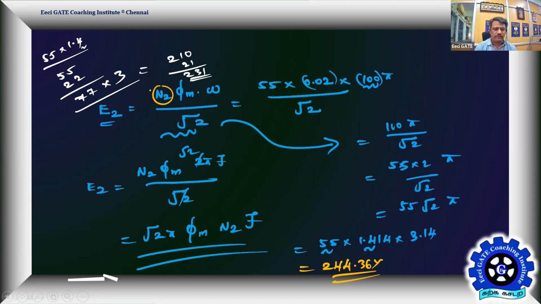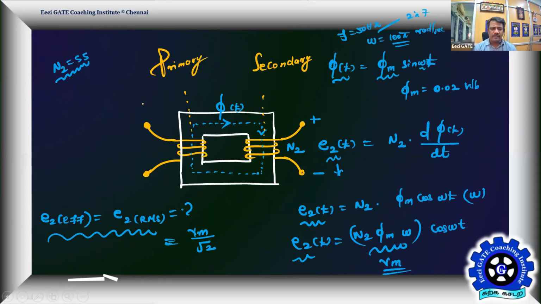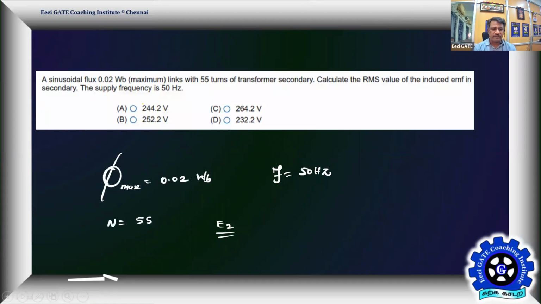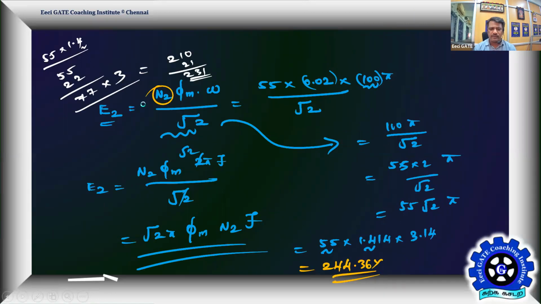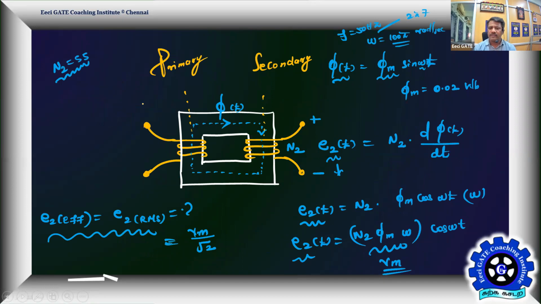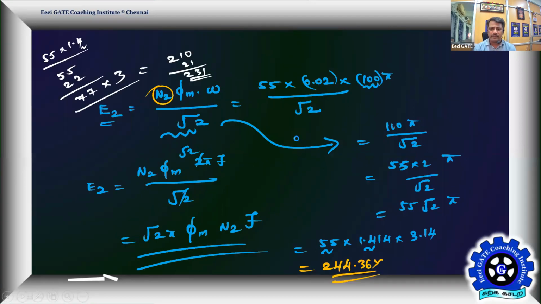So N2 is 55, given. Let me check the data given. N2 is 55, phi m is 0.02, and omega is 2 pi f, so it's 100 pi. A small verification, that's all. Divided by root 2, that's a maximum, divided by root 2. So then it's 0.02 into 100, so it's 2 by 100 for sure. It's 55 into root 2 pi. That's fine. 55 root 2 pi is the answer. That's a perfect answer then.